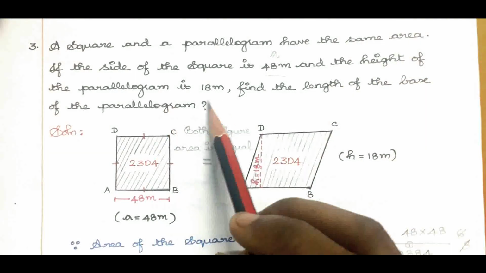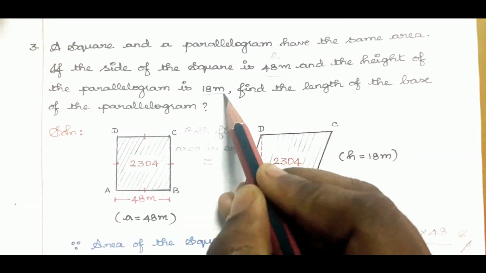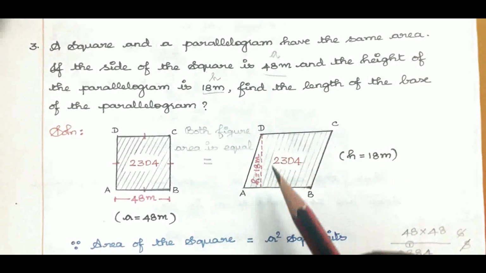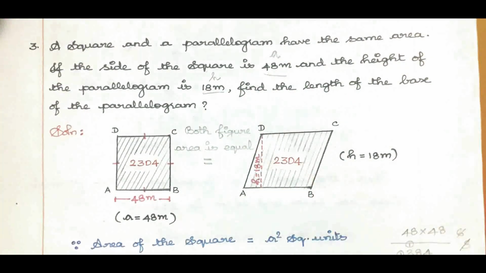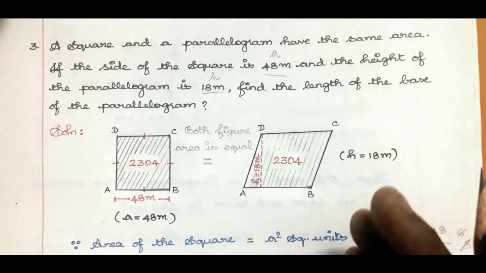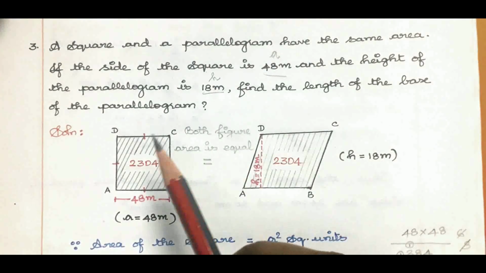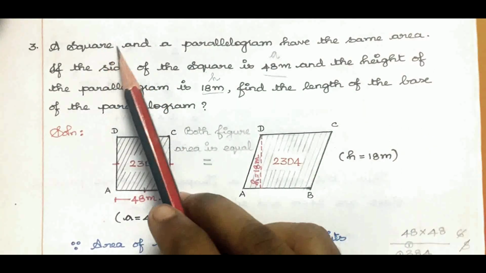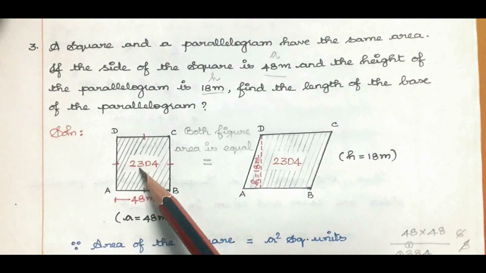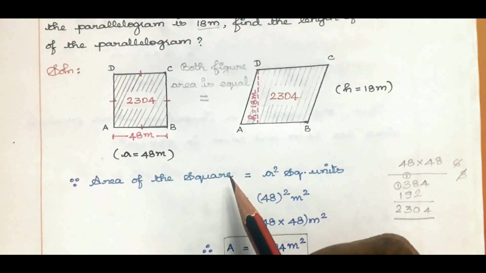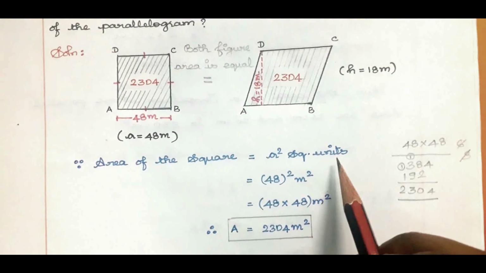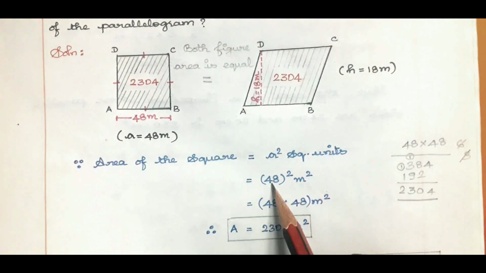And the height of the parallelogram is 18 meter. You know the formula for the area of a parallelogram: base into height. Here height is given, base we have to find. If you know the base, then only you can find the area. So it is easy to find the area of the square. So now we are going to use the area of the square formula. Area of the square is equal to A square square units. Clear? So A is 48.